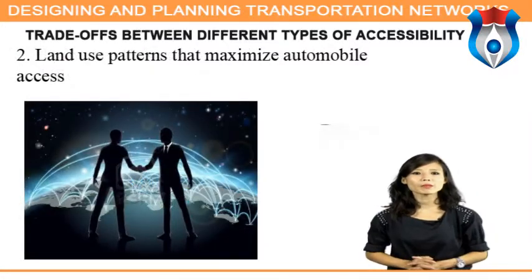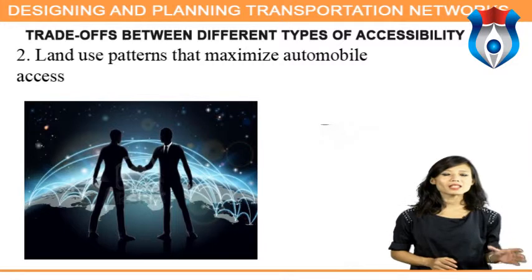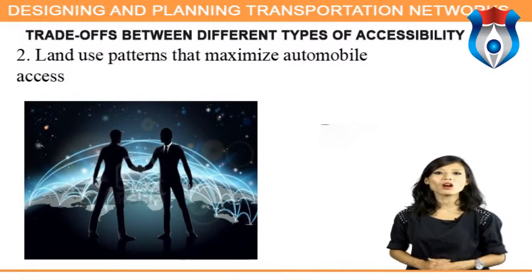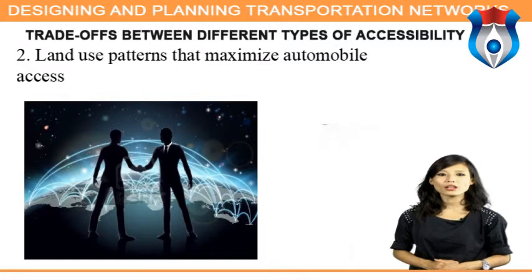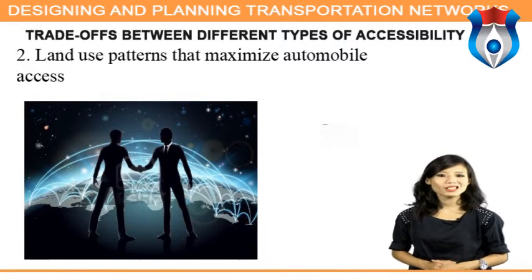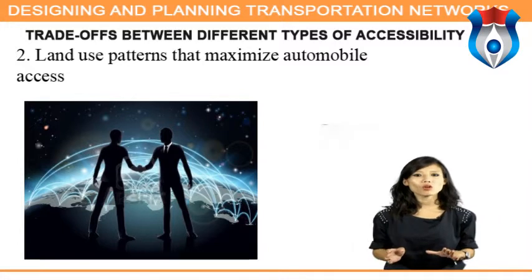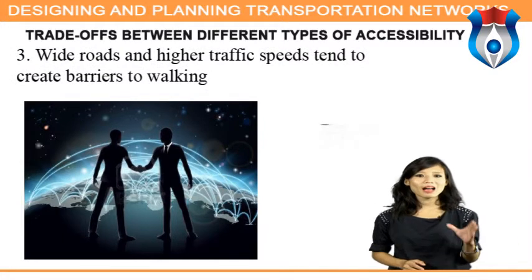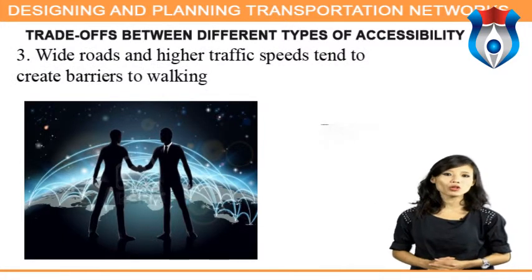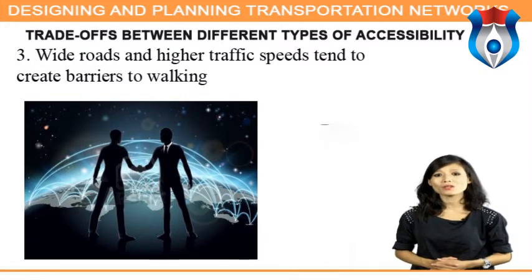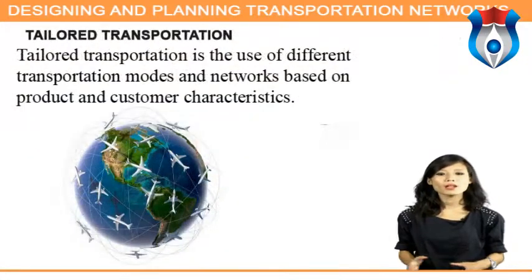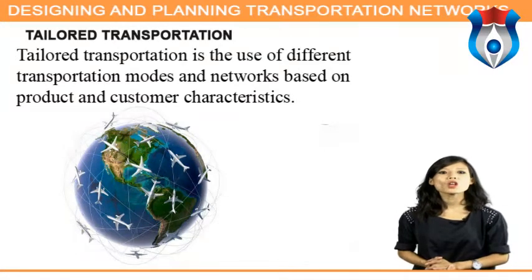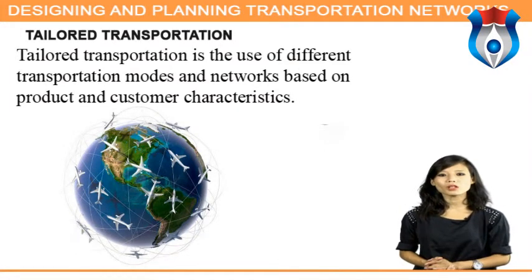Land use patterns that maximize automobile access, low density development with activities located along arterials and highway intersections, tend to have poor transit and non-motorized access, while transit-oriented development, cluster development with limited parking and good pedestrian access, may increase traffic and parking congestion. Wide roads and higher traffic speeds tend to create barriers to walking, so vehicle and pedestrian street design objectives often conflict. Tailored transportation is the use of different transportation modes and networks based on product and customer characteristics.